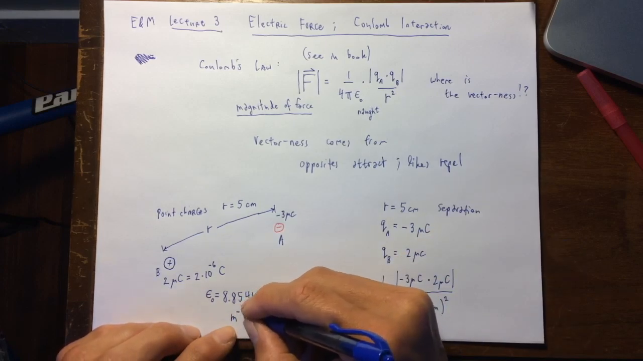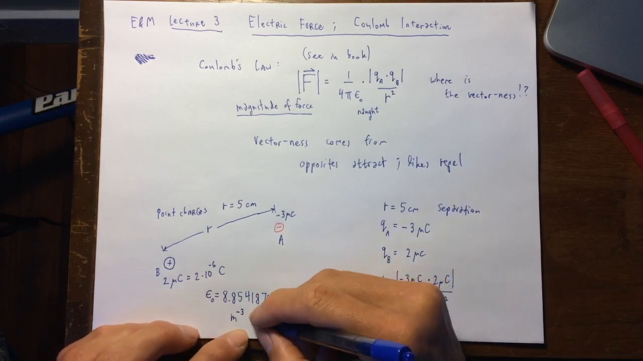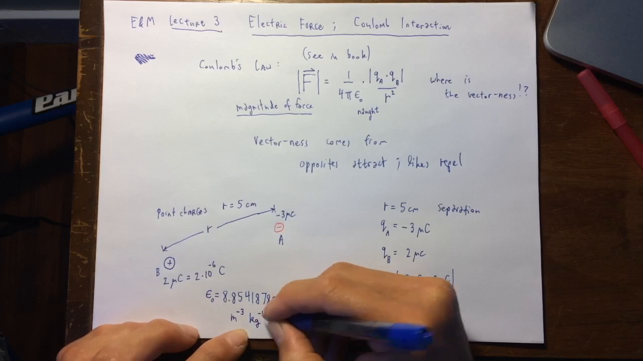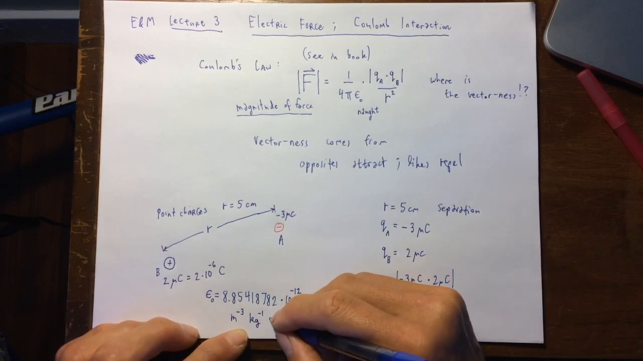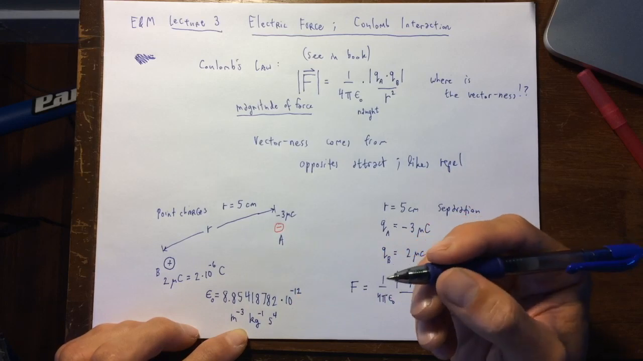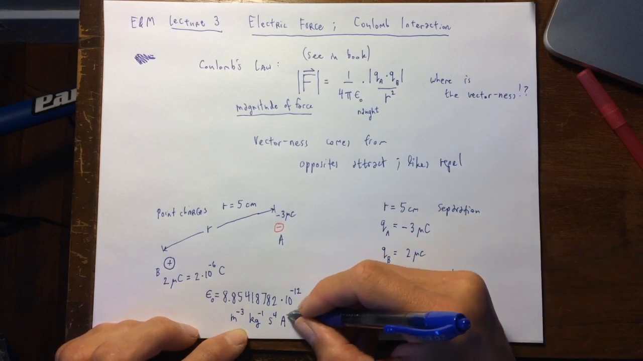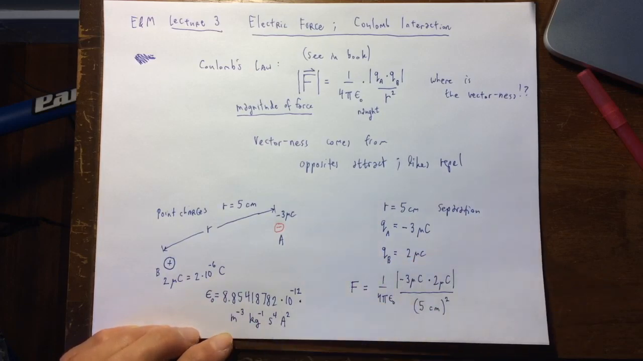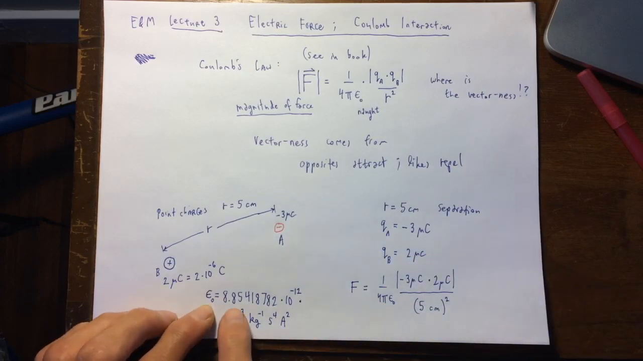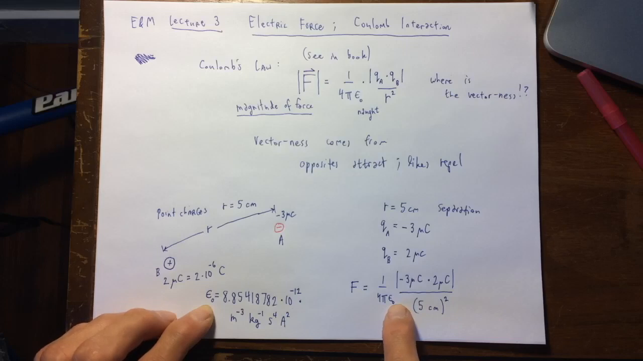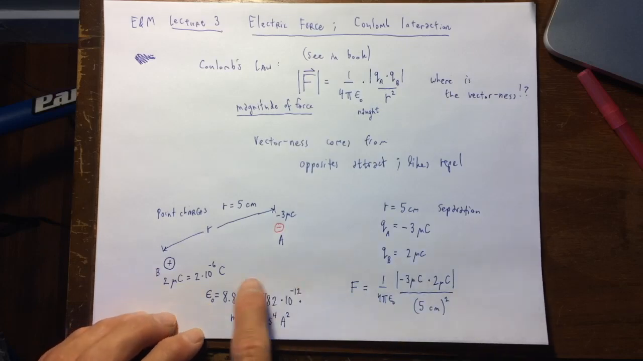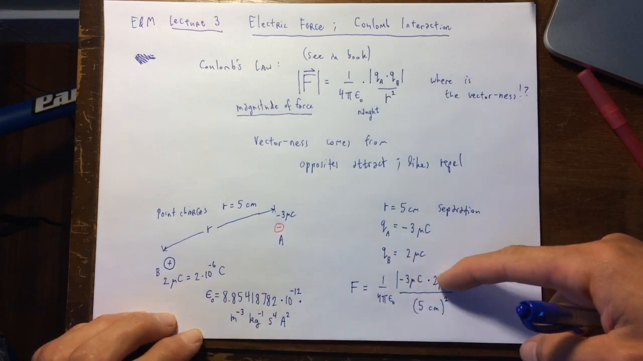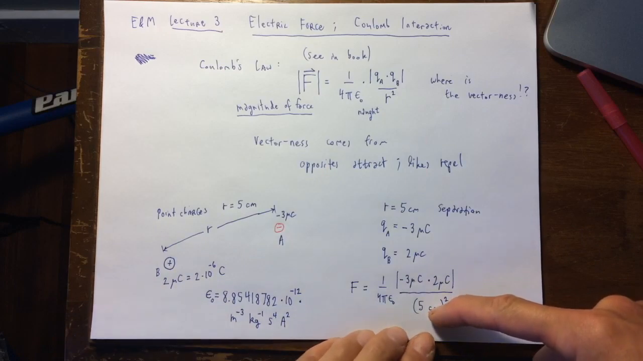Got meters to the minus 3, kilograms to the minus 1, seconds to the 4th, and amperes squared. So those are the units on this permittivity of free space. All of that goes down in the denominator next to the 4 times pi. So I can take this number, which has all those crazy units. I've got units inside the expression as well.